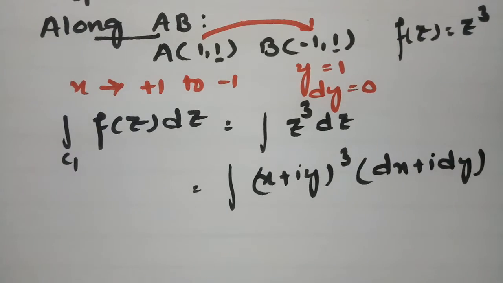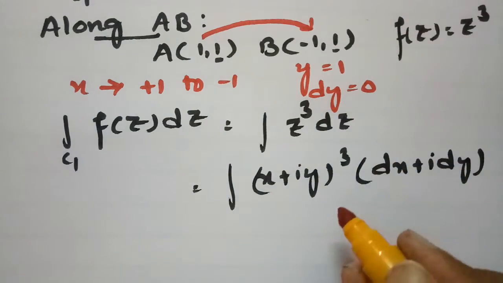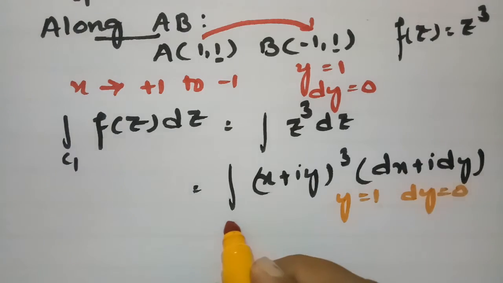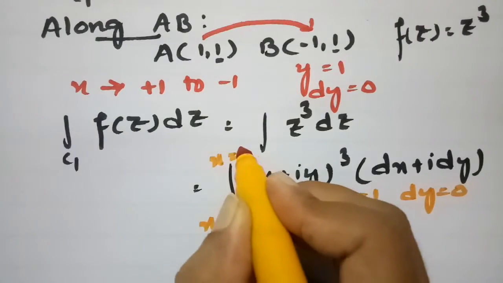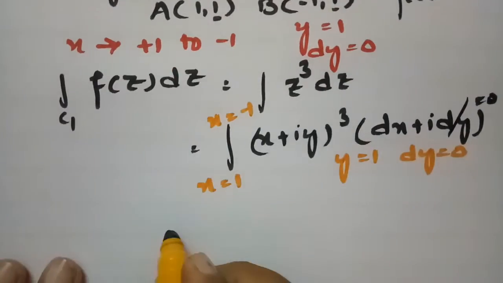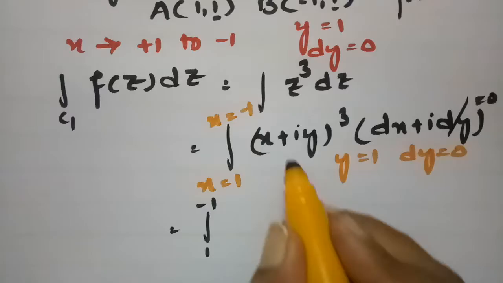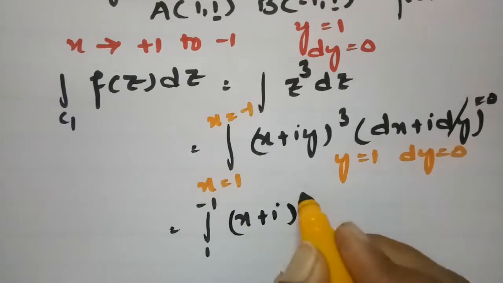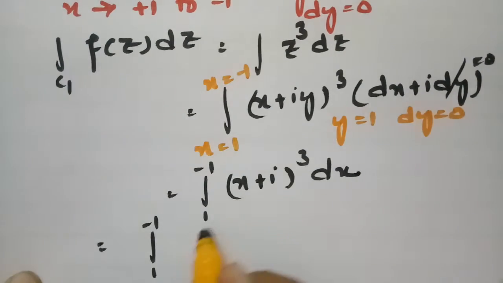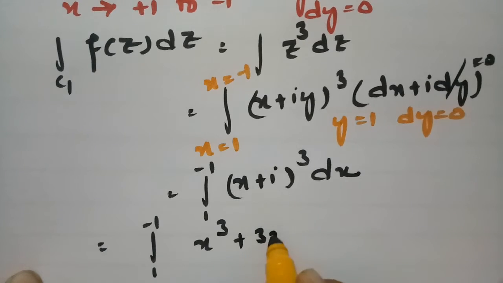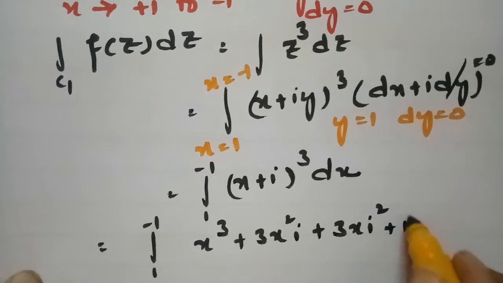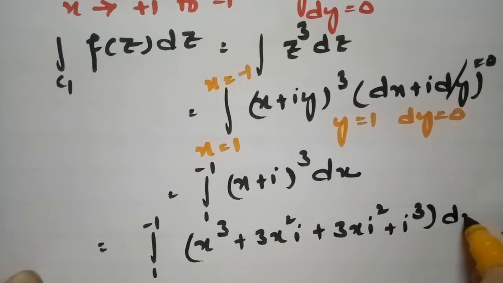So here, if I substitute y is equal to 1 and dy is equal to 0, and the x limits are from +1 to -1, see what happens. dy will become 0, and this is the integral from 1 to -1 of x plus y whole cube into dx. If I expand, this is the integral from 1 to -1 of a cube plus 3a square b plus 3ab square plus b cube, into dx.